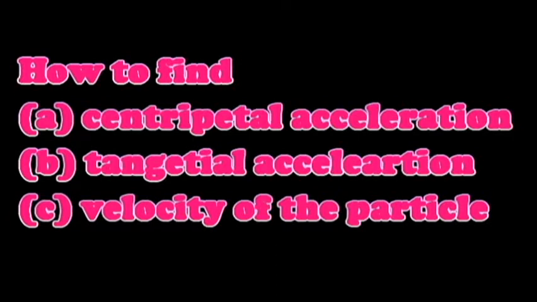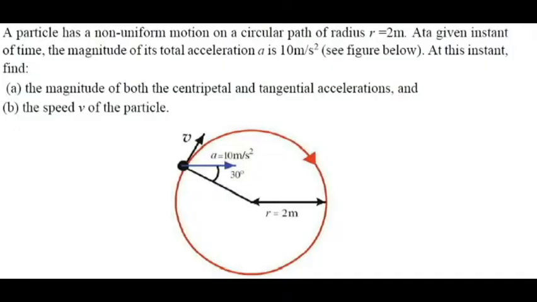So in this video, we're going to find the magnitude of the centripetal and tangential accelerations, as well as the speed of the particle. The question says, a particle has a non-uniform motion on a circular path of radius r equal to 2 meters. At a given instant of time, the magnitude of its total acceleration is 10 meters per second squared.